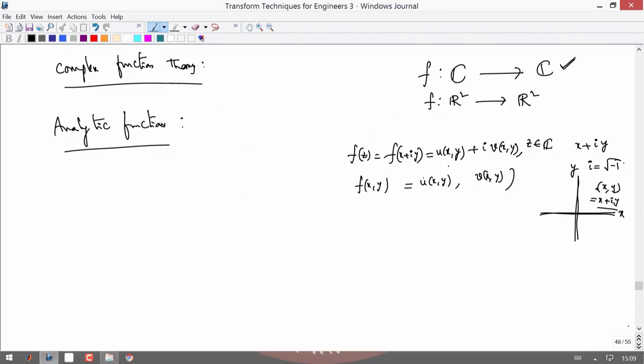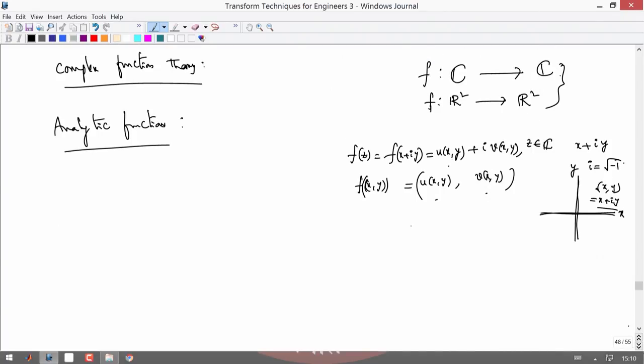If you think like this, the point (x, y) is in this plane, and then finally (u, v) is also in this plane. So, in that sense you can think of f as R2 to R2, of course a vector valued function, since you have two values, a vector valued function of a vector in R2. So, you can see that both look the same, and algebraically they may be the same that way, but topologically they are different in that sense.